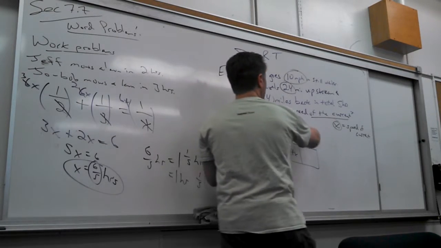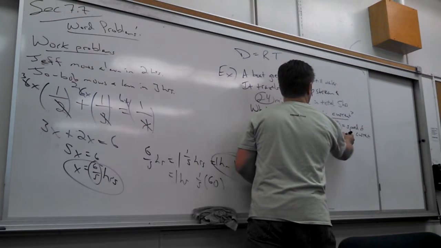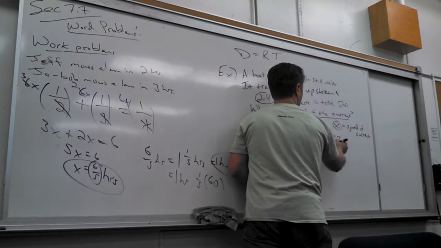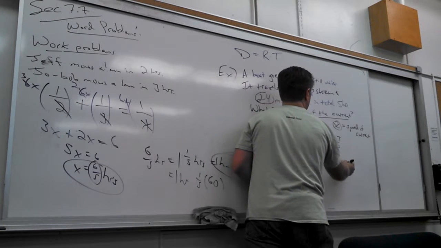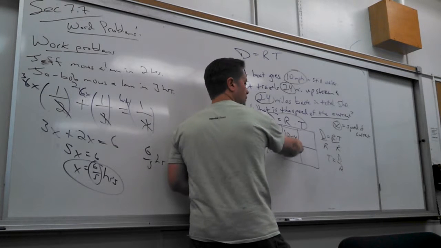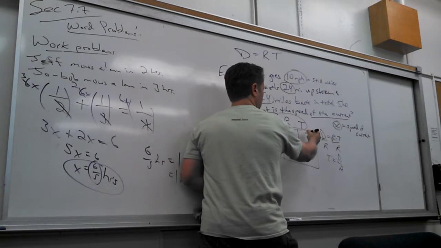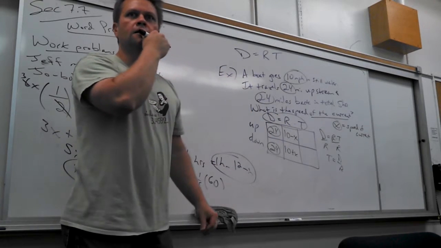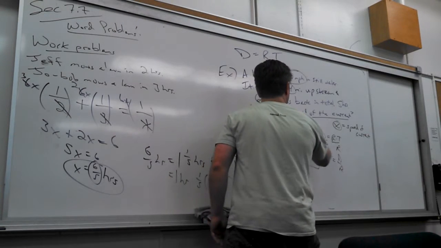So what's the time equal to? If distance is rate times time, what's time equal to? How do I solve for t? Distance. Yeah, so time is distance divided by rate. So how much time did it take here? Distance divided by rate. What do I put there? 24 over 10 minus 6.